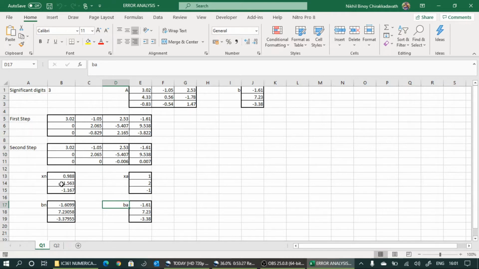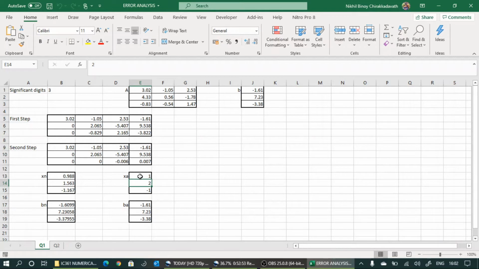But you can compare the value of x2. The numerical value is 1.563 and the actual value is 2. So here we have a large difference. Is it okay? And the third one, x3, is minus 1.167. The actual one is minus 1. Here also a difference is there. This is not small, a difference is there. But the very large difference is in x2. What is the reason for this much difference?